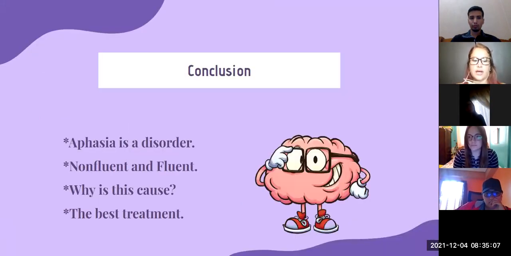Well, as a conclusion, I'm going to summarize the main points of the presentation. So let's remember that aphasia is a disorder that affects the ability to communicate. And there are two main types, non-fluent and fluent. The first one affects language production, while the second one affects language comprehension. Aphasia is caused by strokes or head injuries, and the best treatment or solution is going through therapy.